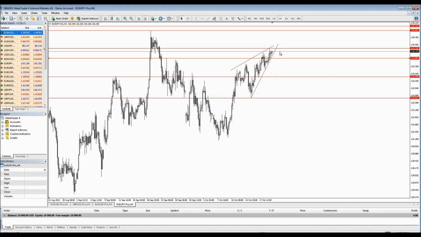You see? So what can happen is that this level can also turn it down. 134.33, it can turn it down. So there is also a potential trade around this level. If this wedge breaks to the downside, so this is a bearish wedge, it can break to the downside also around this level. Pay attention to this level.